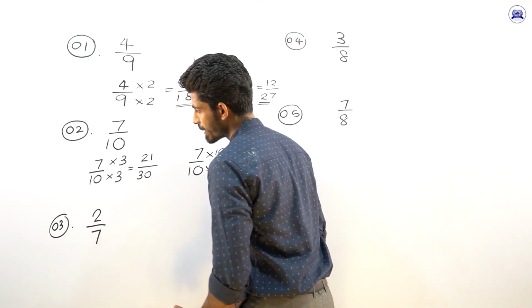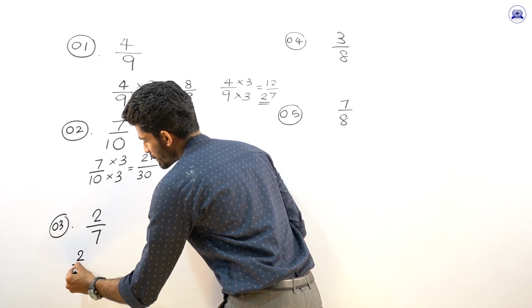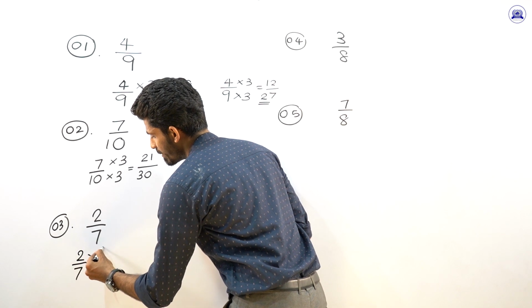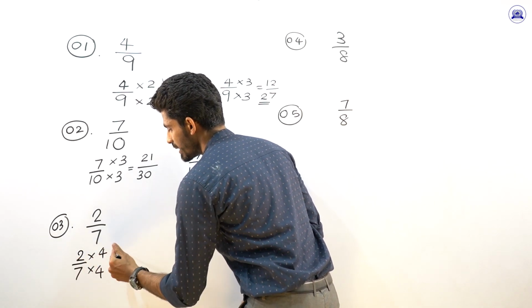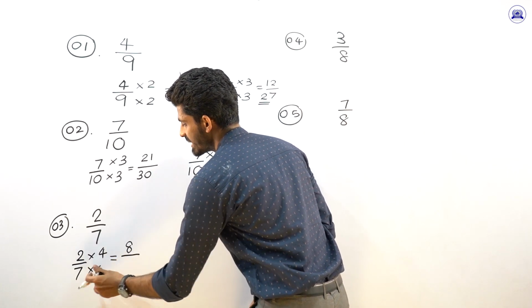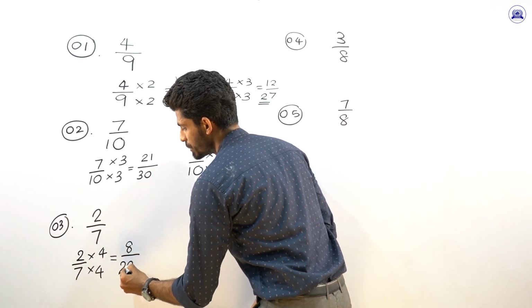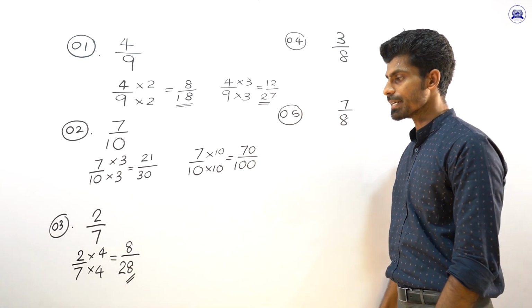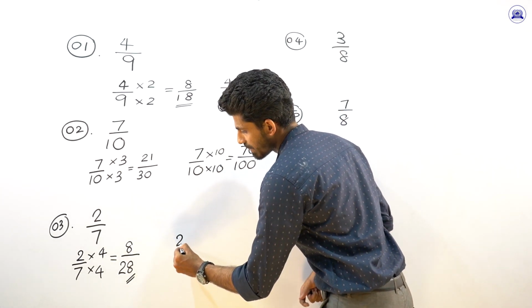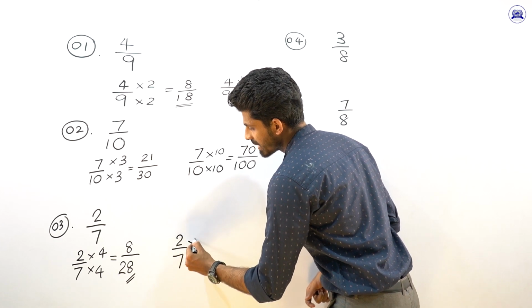So I can multiply 2 over 7 by 4, and also the denominator by 4. 2 into 4, 8. 7 into 4, 28. 8 over 28. I'm just taking my second equivalent fraction.